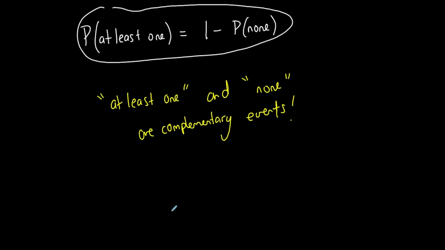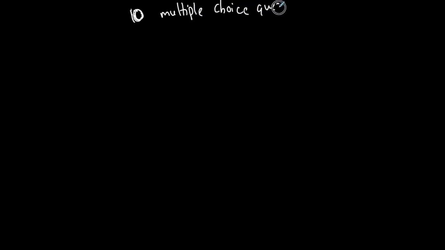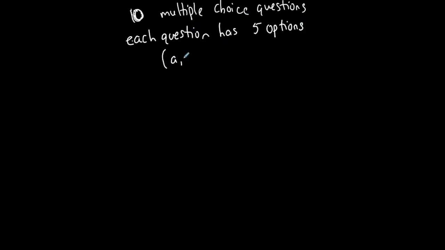Well, let's see. Let's do an example of this, okay? I have 10 multiple choice questions on a test. Each question has 5 options, let's just say. So it's multiple choice, each question has 5 options. That means A, B, C, D, or E. So each multiple choice question has an A part, a B part, a C part to pick.